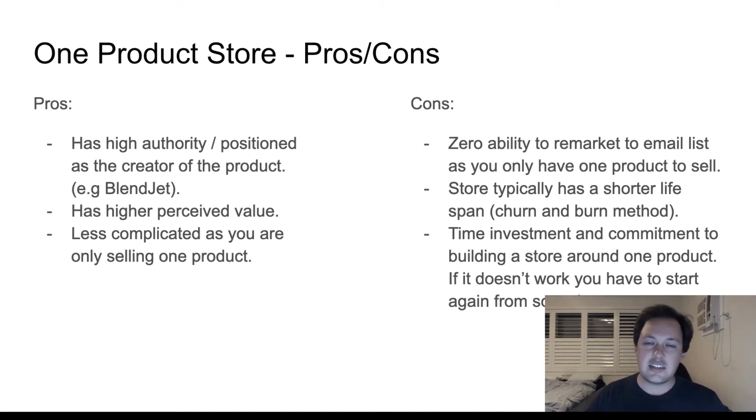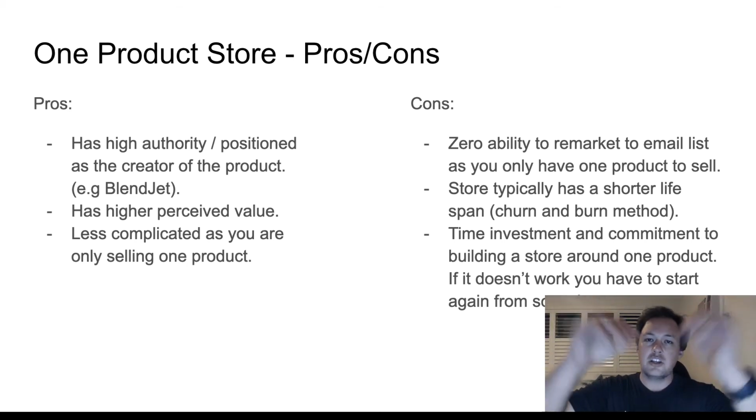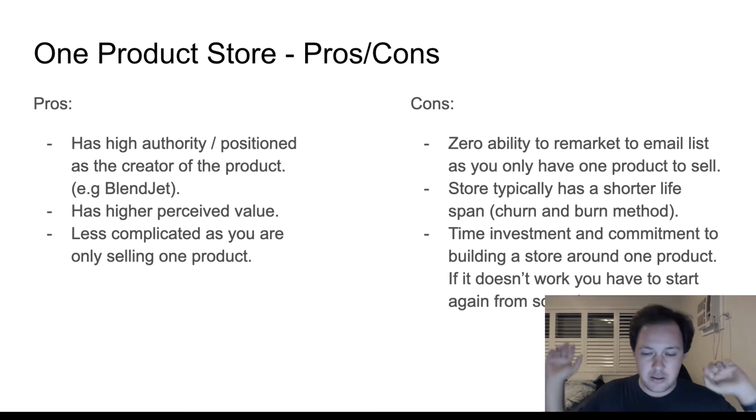Okay, so that's the nature of what I mean by a churn and burn, and the nature of a one product store. So you start it, you launch this product, you scale it up really big, and then you rip it all down. You make a bit of money, but it's kind of a flash in the pan. Okay, so that's kind of what a one product store is.